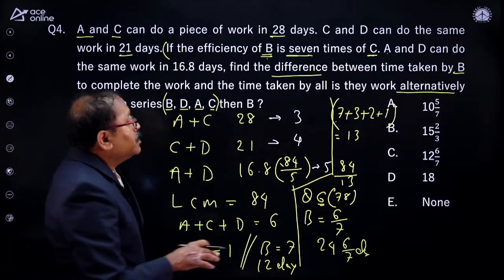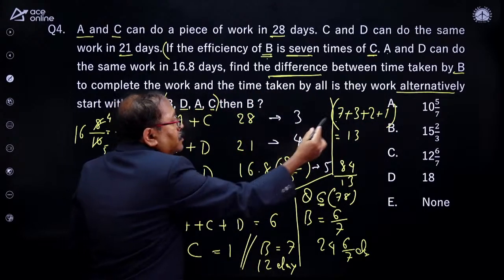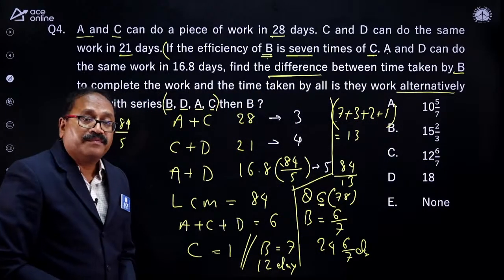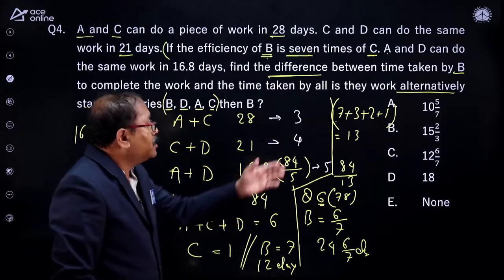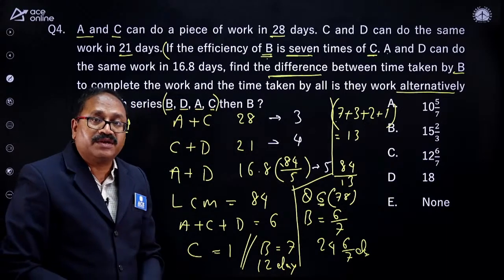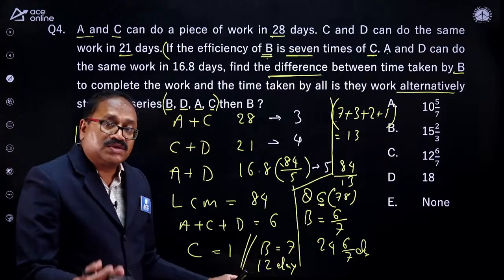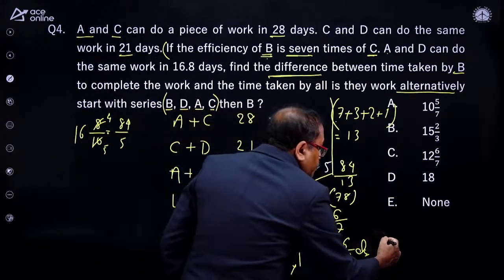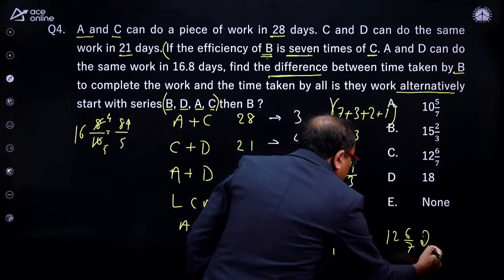Done. लेकिन आपको पूछा क्या गया? Difference between B and they are working alternatively. I know that B can complete the work in 12 days. And in this alternate pattern, they will complete the work in 24 6 by 7 days. So how much is that? 24 minus 12 is 12. So my answer should be 12 6 by 7 days.